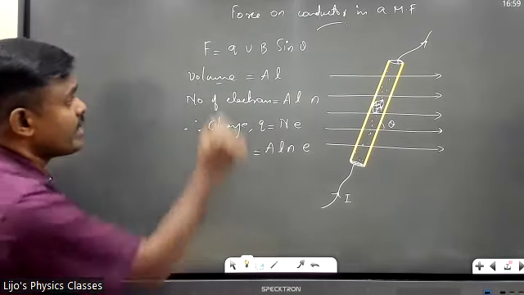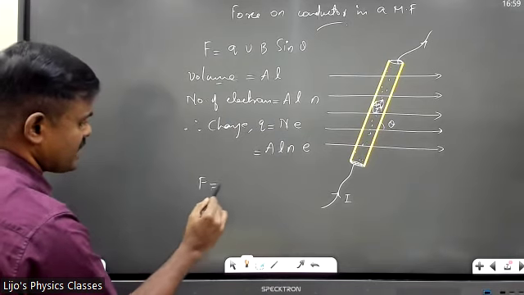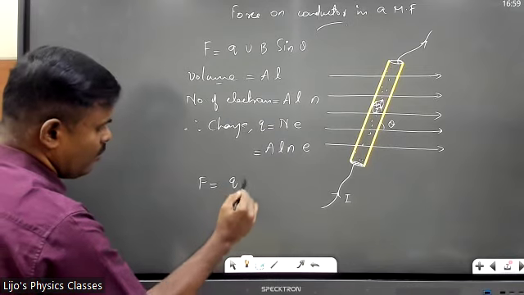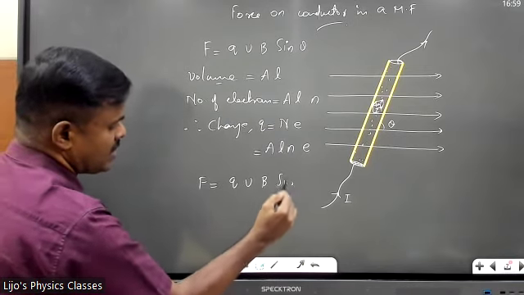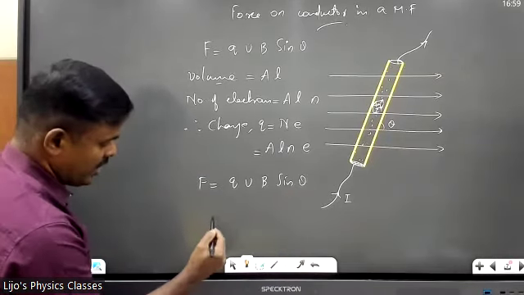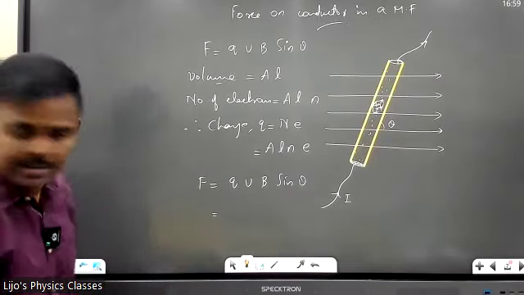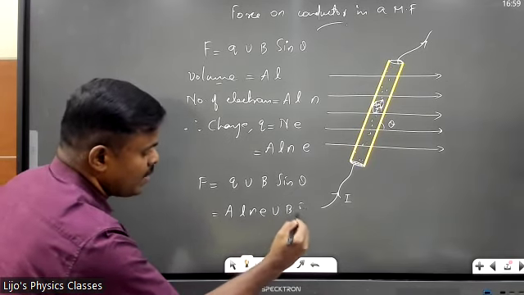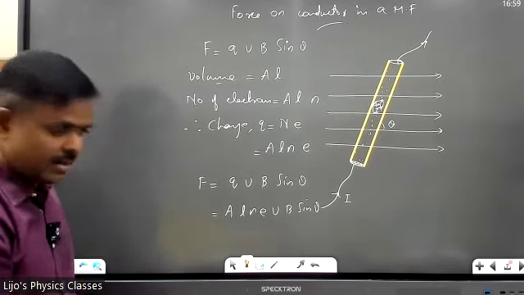Finally, I'll put it back to this. F is equal to what? That is QVB sine theta. And what is Q here? Q I got here: ALN e. So F equals ALNe VB sine theta. Last step.